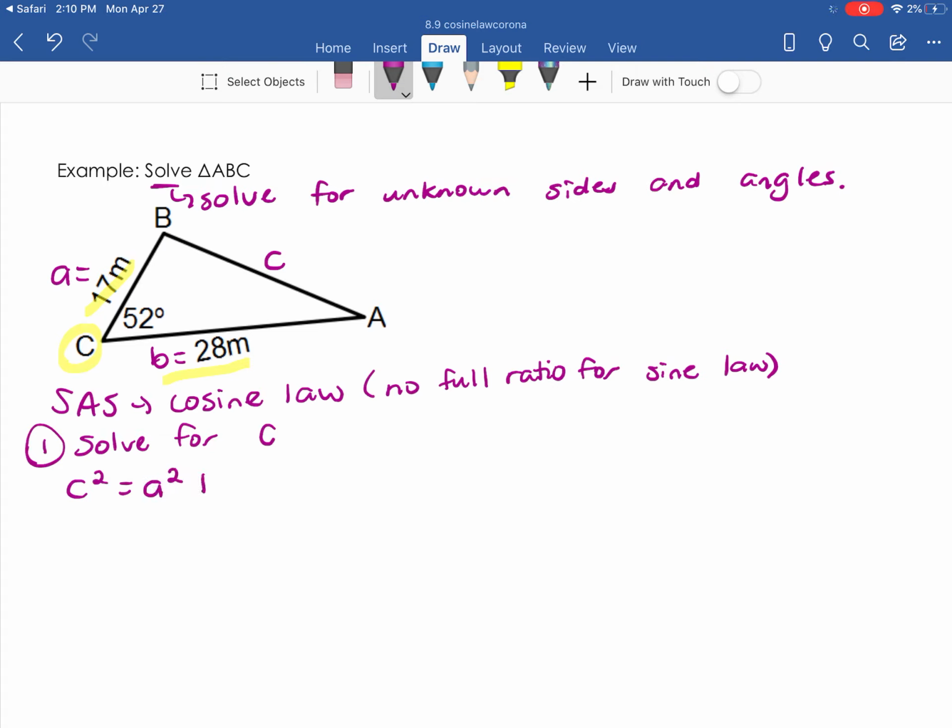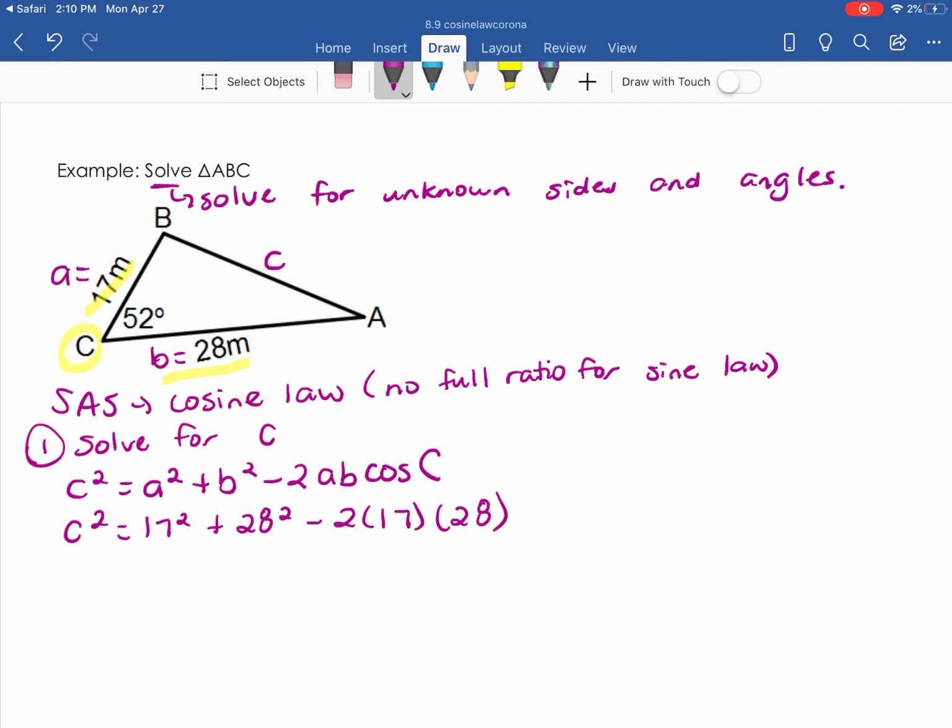So again, you are given the formula, but what you're doing is C squared, because we're going to solve for side C. Then the other two, A squared plus B squared. Now, I wrote those in alphabetical order. When you add, it doesn't matter what order you do them in. Same thing with multiplying. So minus 2, and then you can do AB or you can do BA. It doesn't matter. And then cos, what angle do we have? 52. So angle C goes in there.